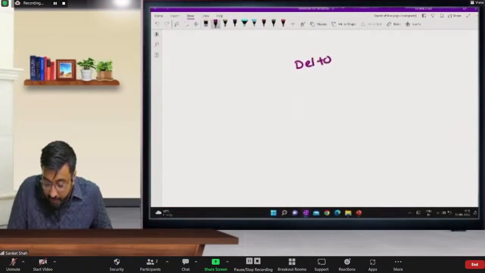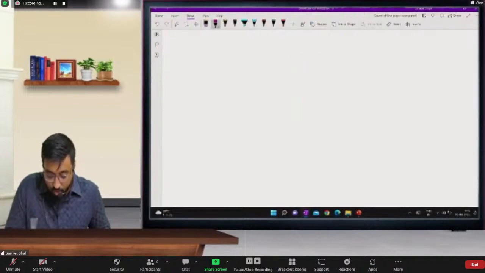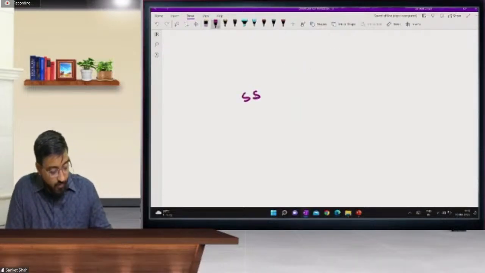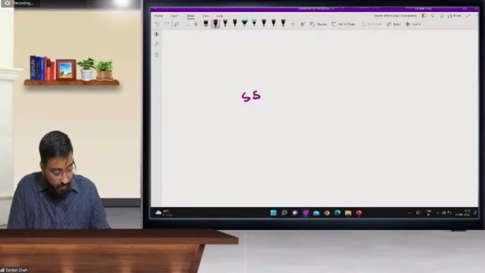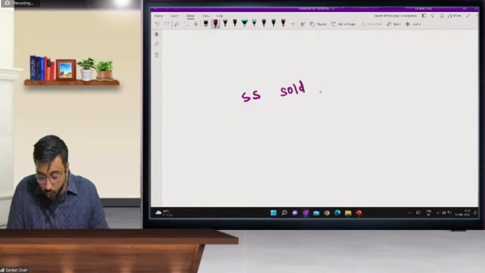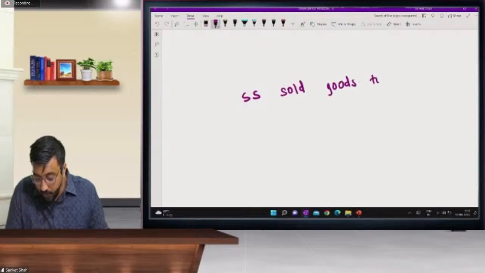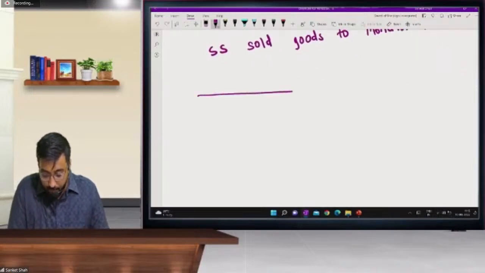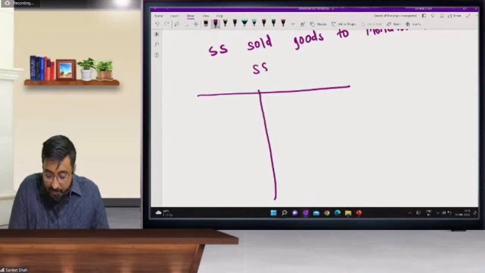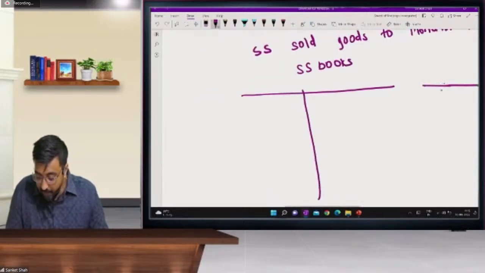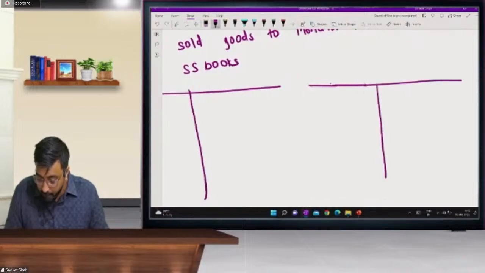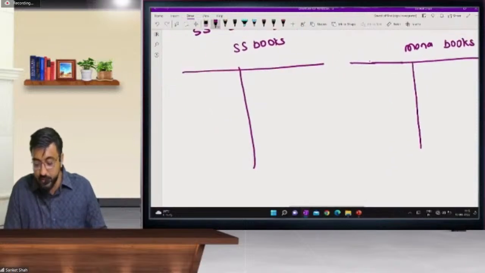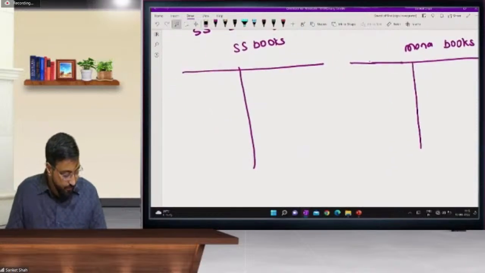Sir, suppose debtors account, assume karo, assume SS Sanket sir sold goods to Mona ma'am. Beta Mona ma'am, my wife. Yes. So SS के books में, and here Mona books. First, I will tell you SS books and Mona books. Understand? So SS के books and Mona books.